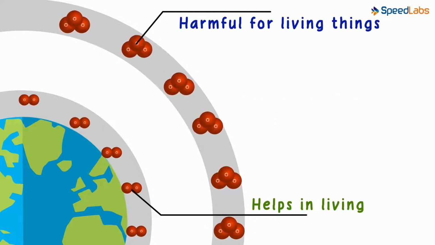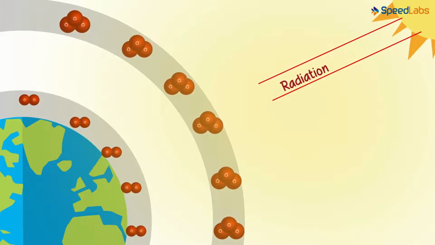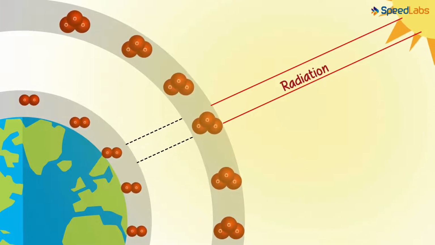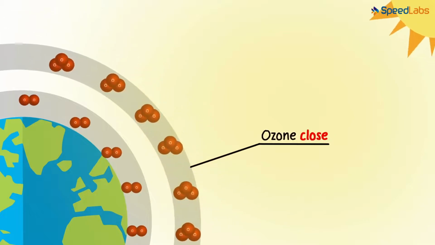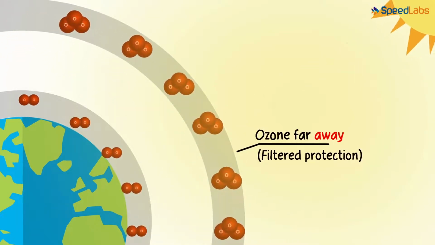Not really, but let me tell you that the ozone layer actually protects us from the harmful radiations of the sun. It filters the harmful rays of the sun and helps us stay healthy. Ozone close to the Earth will harm us, and ozone far away from the Earth acts as a filter to protect us.